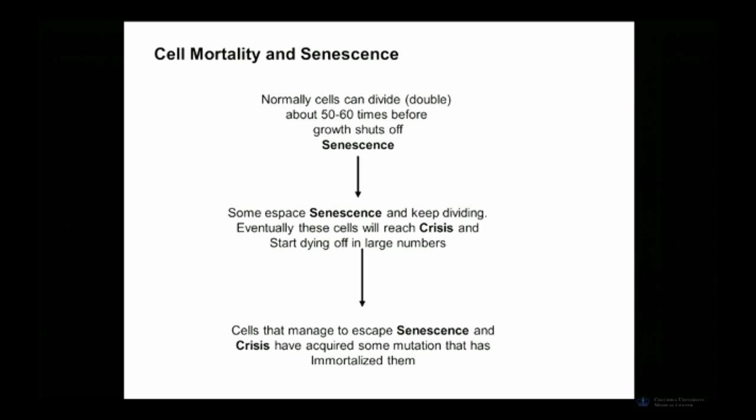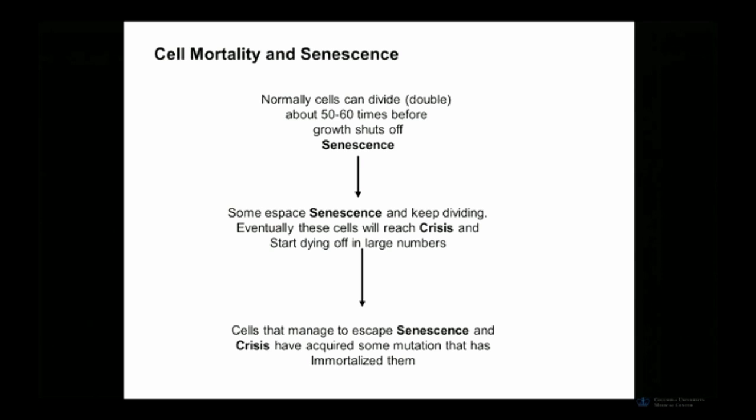Yes, sir? As they keep shortening, is the accumulation of errors what signals the cell line to die? So the accumulation of errors signals the halting of the division. Yeah, but that signals the senescence.